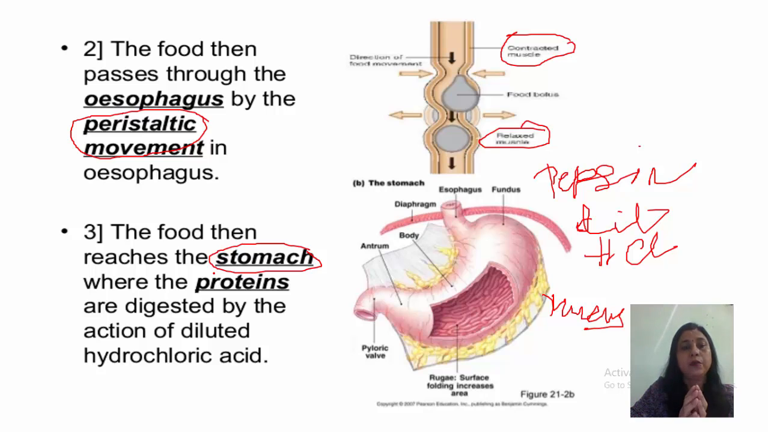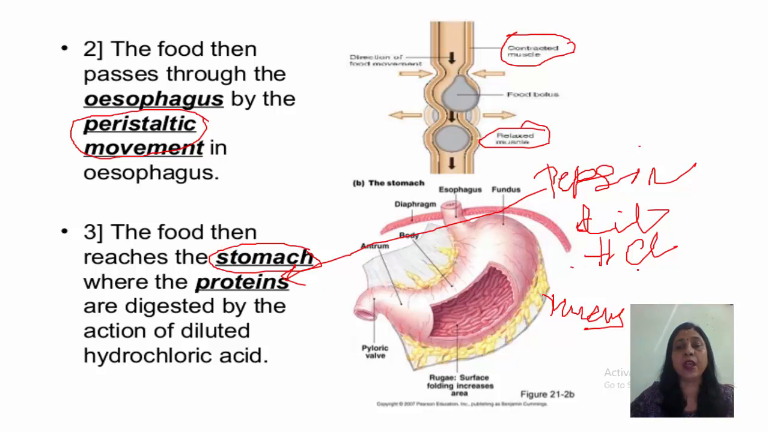For the longest time it remains in the stomach. Now what happens, this is just like a grinder. Here the food is mixed with this pepsin, dilute HCl, and mucus is there, which is there to protect the lining of the stomach from the action of the dilute HCl. Now pepsin acts on proteins. This is an enzyme which acts on proteins and breaks them into smaller pieces which are known as peptones.